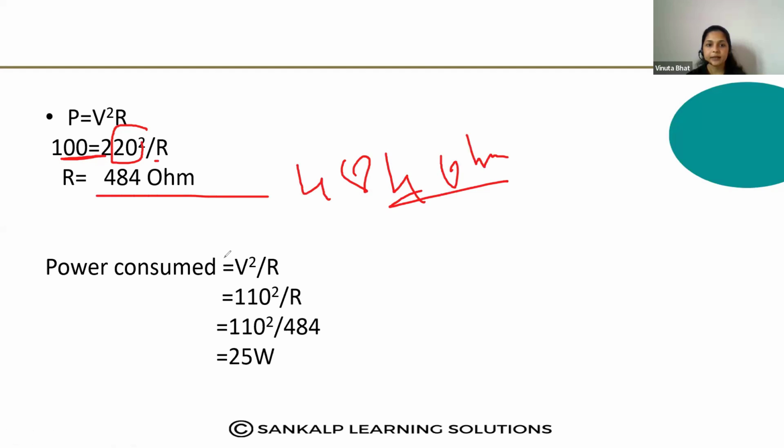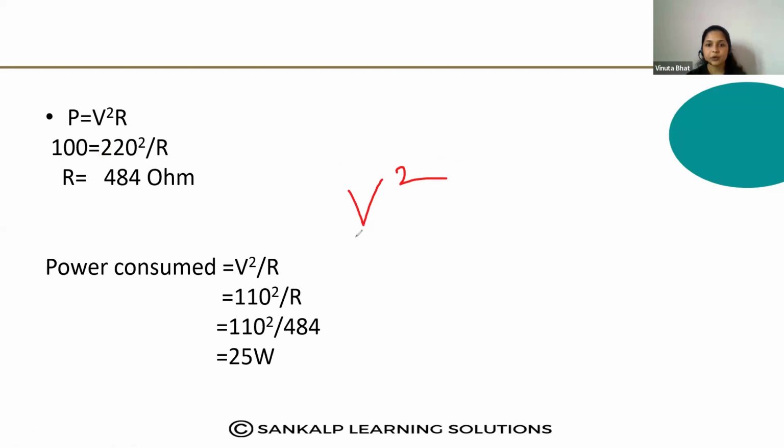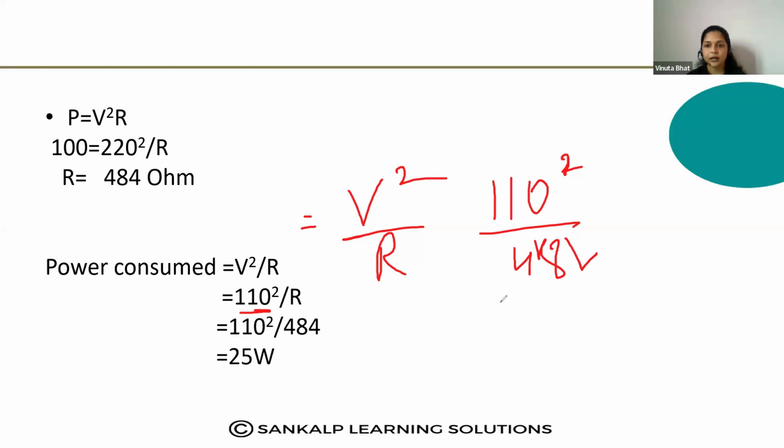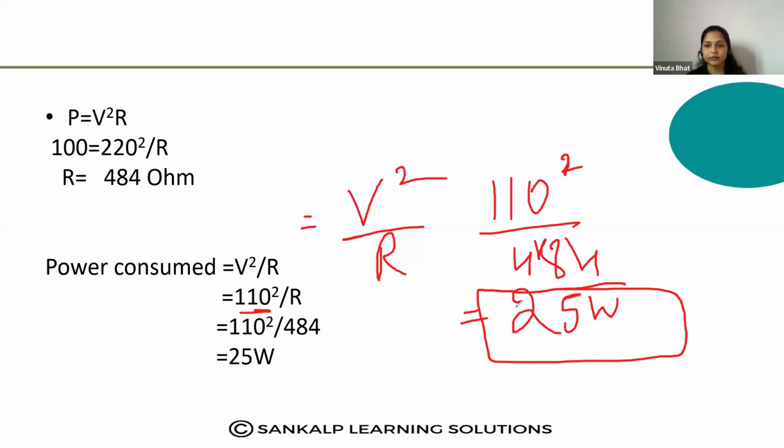Right. Then what is power consumed? Here P is equal, again V square by R formula we have to use. V square by R, then V square, that is equal to 110 square divided by R, R is 484 ohm, that is answer is 25 watt. 25 watt is the correct answer.